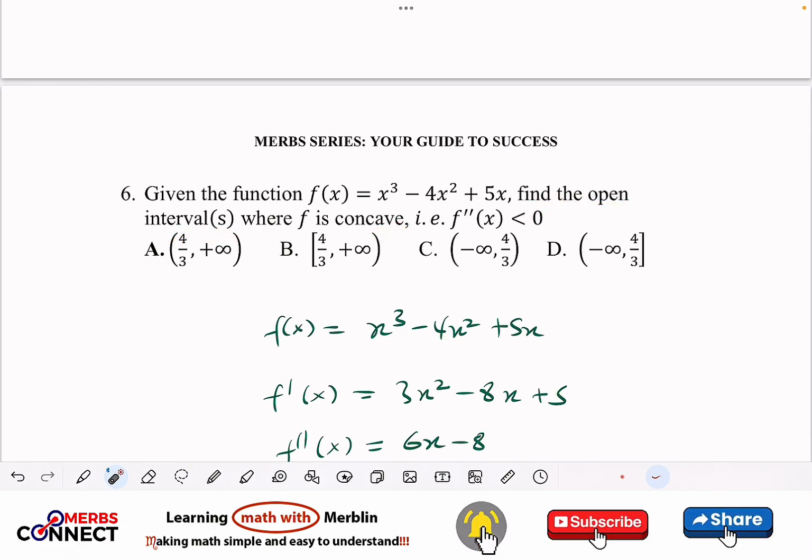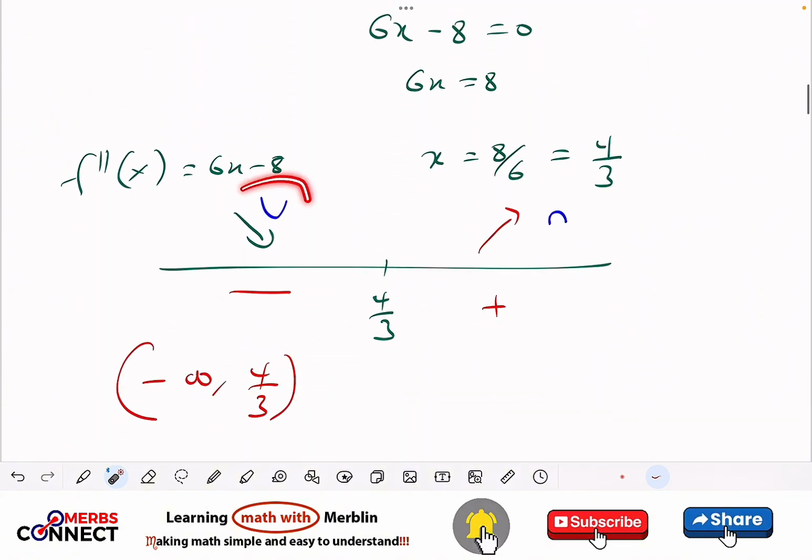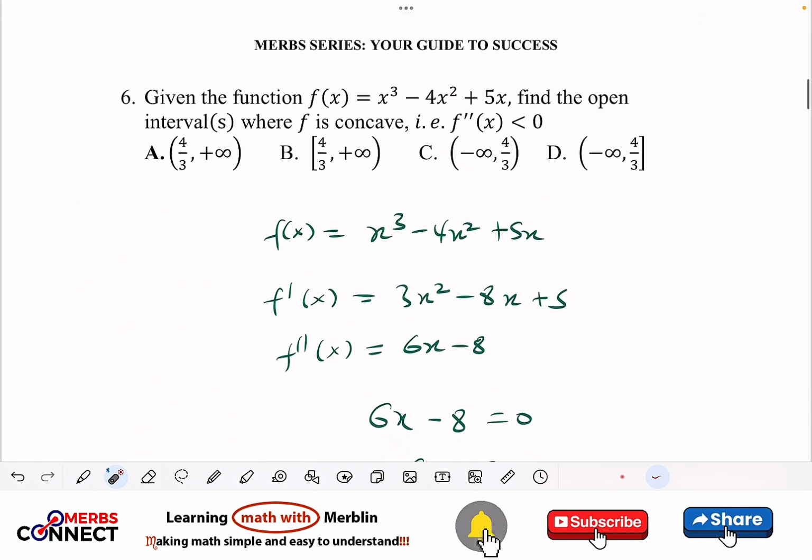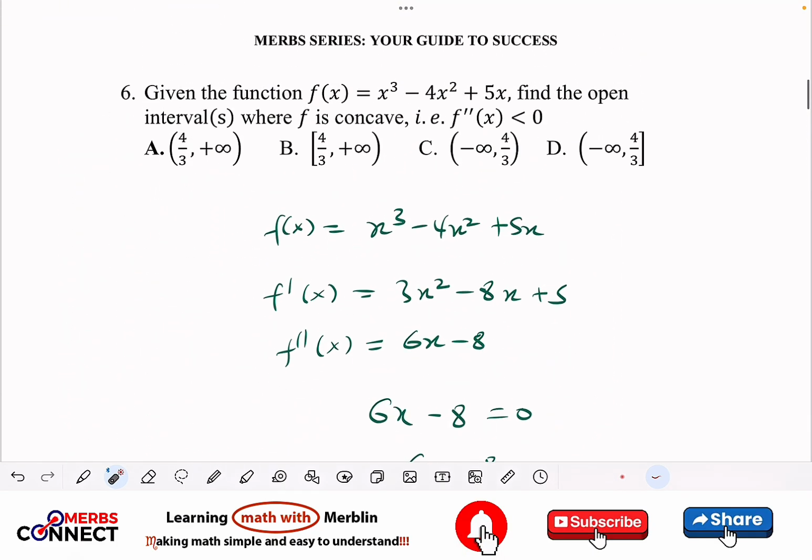Okay, so f prime prime is less than 0. Less than 0 means concave up. So concave up will be here. Less than 0 is this side, so we are going to have this one, not this side. Good. So I think that's where we're supposed to pay attention. So this is going to give us C.